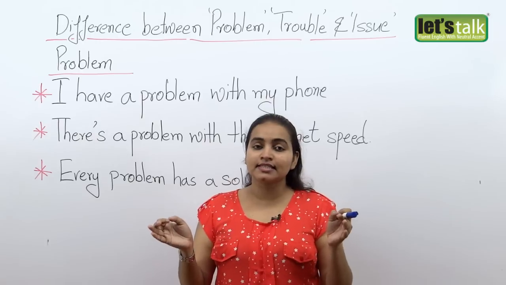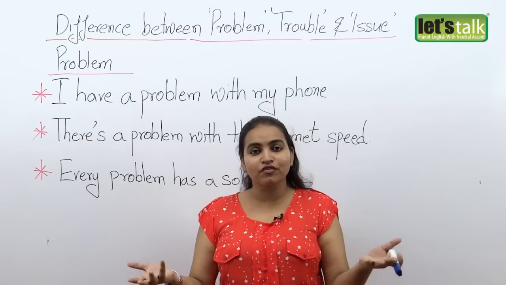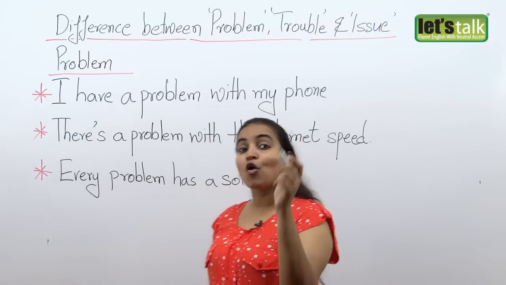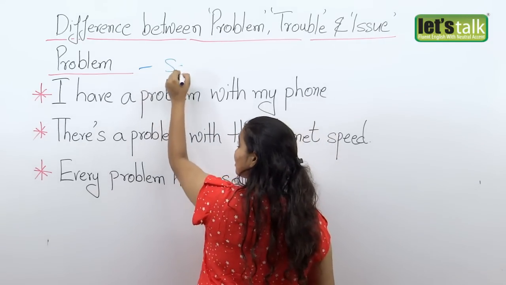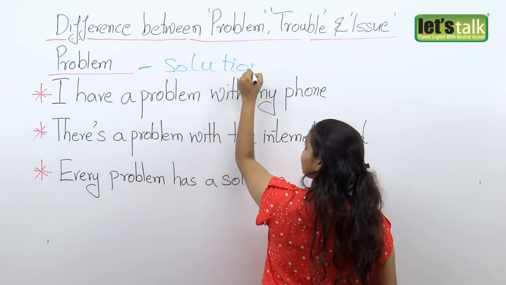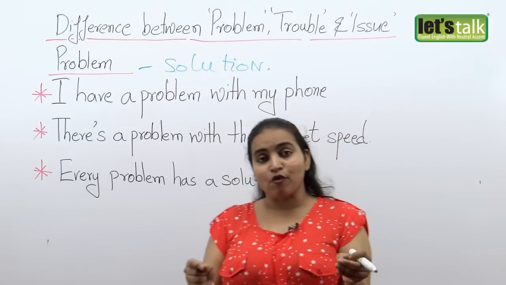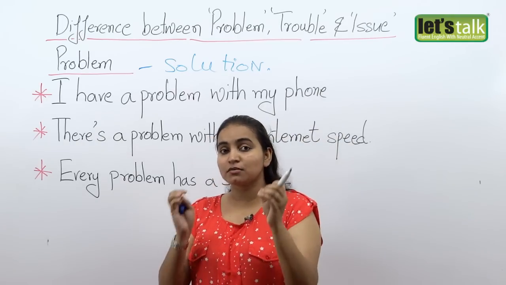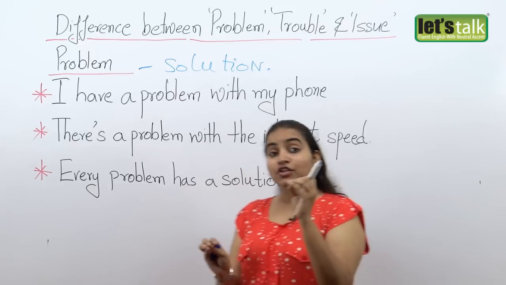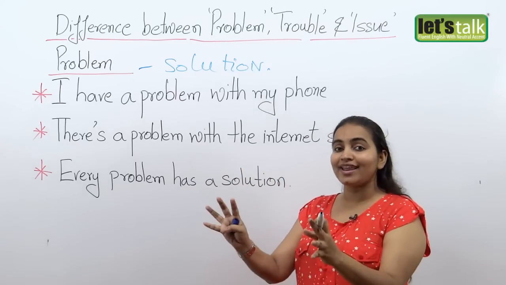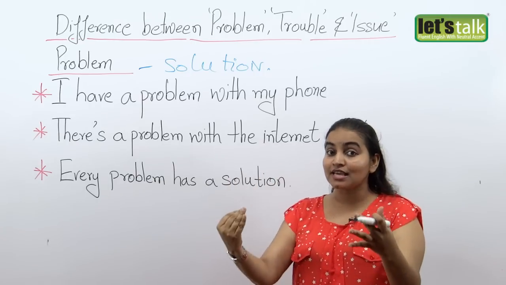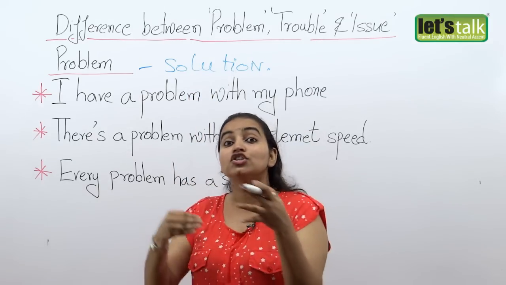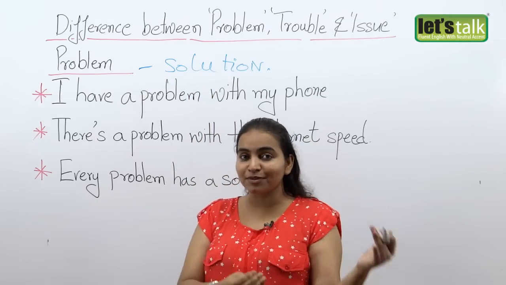Now, this word is a word you use very often. We all have problems, but you know what? A problem always has a solution. And therefore, if I want to use the word problem in a sentence, I need to make sure that the usage of problem comes only when the problem that I'm stating can be solved. So basically, anything that is solvable is a problem.